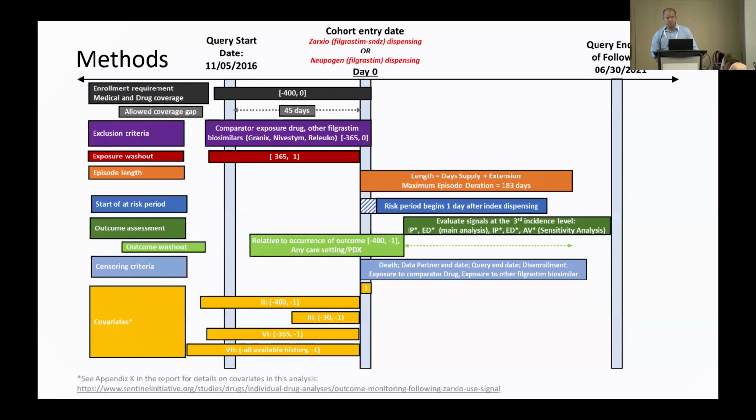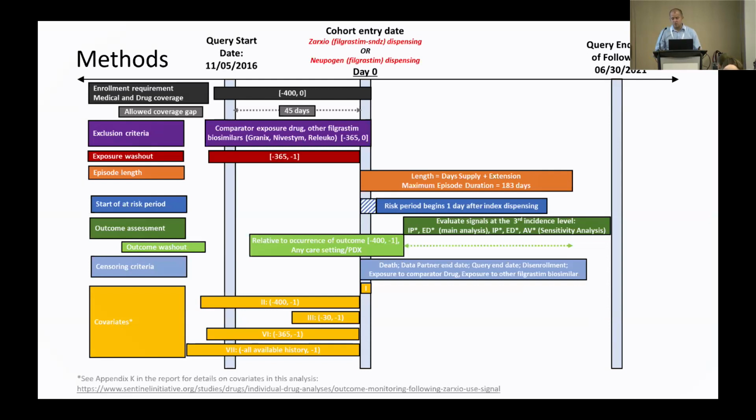The analysis was conducted using 5 Sentinel data partners, and the study period included data from November 5th, 2016 through June 30th, 2021. We require eligible members to be aged 18 years or older and to be continuously enrolled in health plans with medical and drug coverage for at least 400 days prior to the index date, during which gaps in coverage of up to 45 days were allowed, as illustrated in the dark gray and gray areas in the chart.